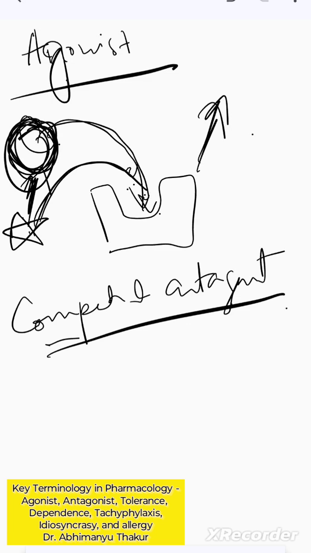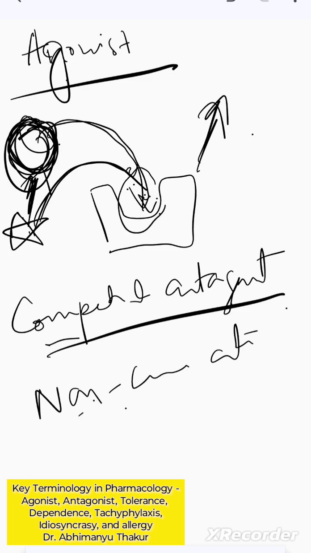Then there is another term, that is non-competitive antagonist. This non-competitive antagonist binds to an irreversible site, and it reduces the maximum response and is not overcome by more agonist. Even if the agonist can bind, it will not overcome it. They are called non-competitive antagonists. Examples are ketamine and phenoxybenzamine.